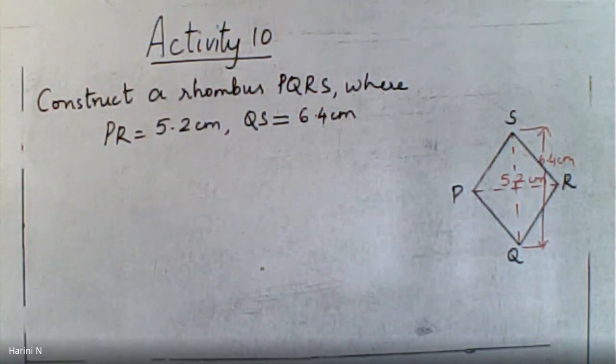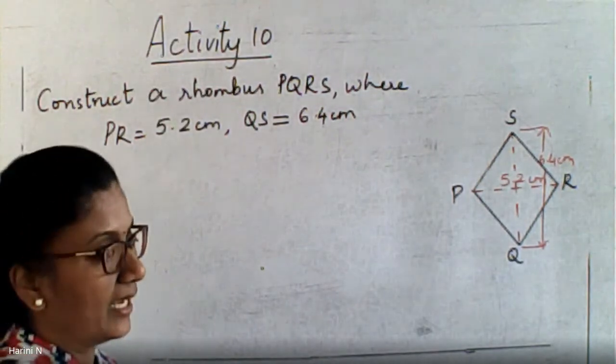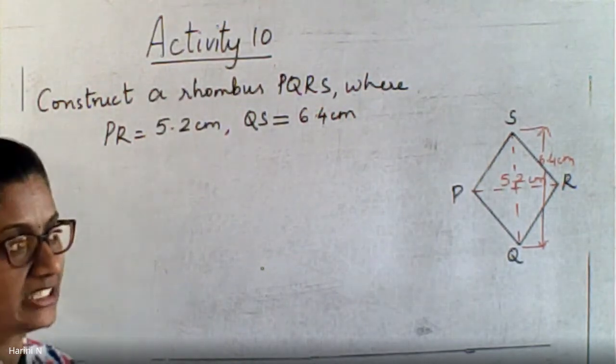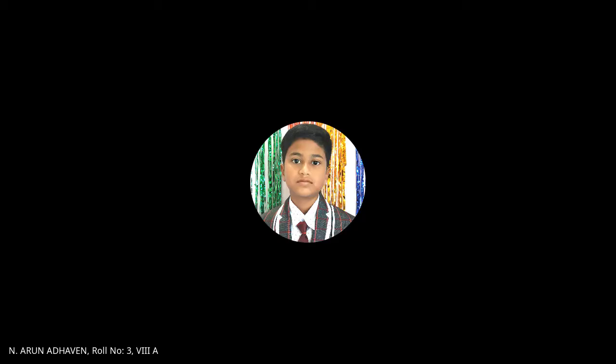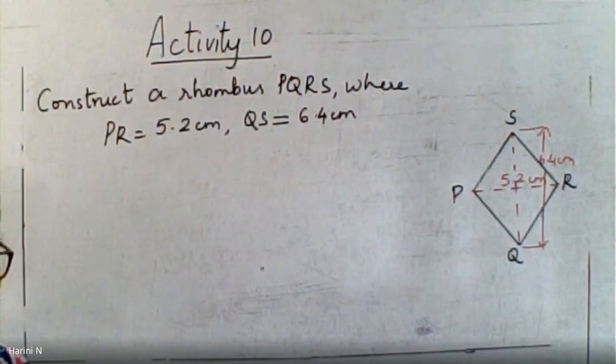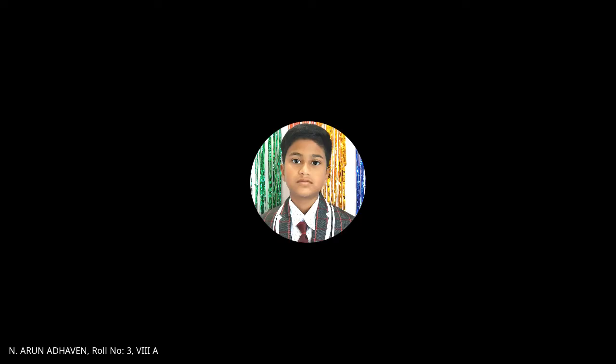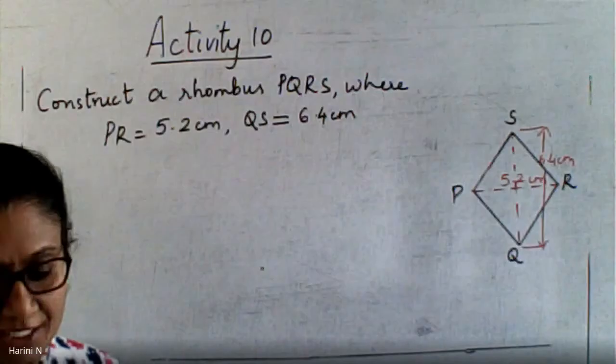Now, the difficulty to start is I don't have the side itself given. Then how will I start? From where will I start? The diagonals are inside, right? How will I start to construct a rhombus without the side itself? When two diagonals are given, we can join the points. Here S, we can join SP and PQ. SQ and PR will be given to us. We can join SP, PQ.